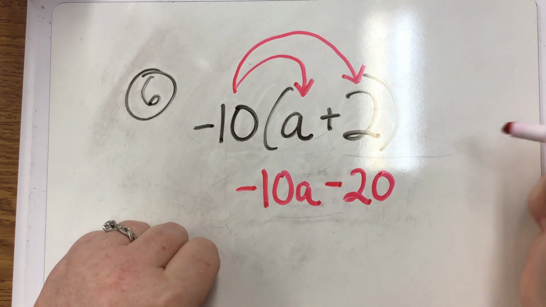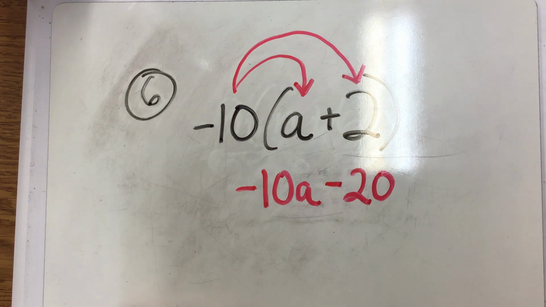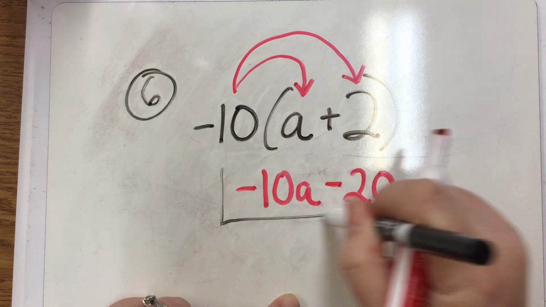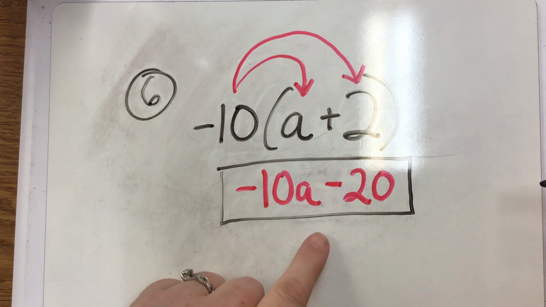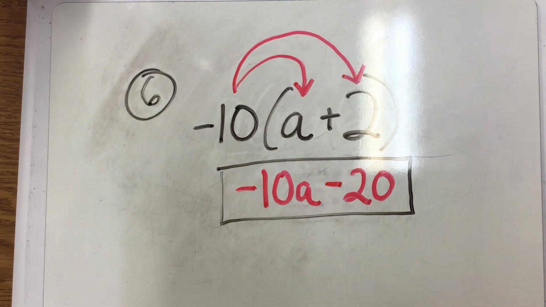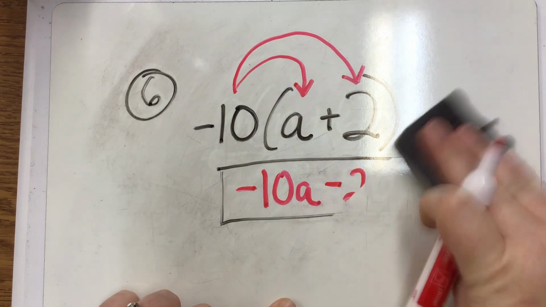Negative 20. Okay? Remember, you guys, if you don't have your multiplication tables memorized, that's okay. Just make sure you're using your calculator. Okay? Super important.